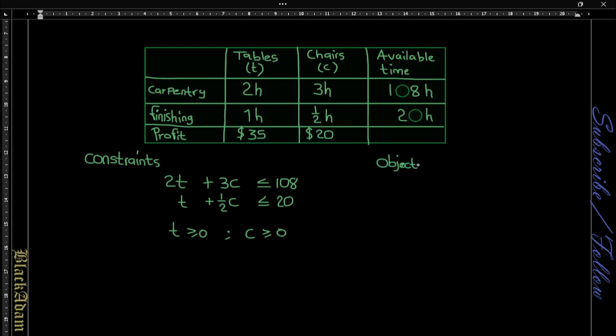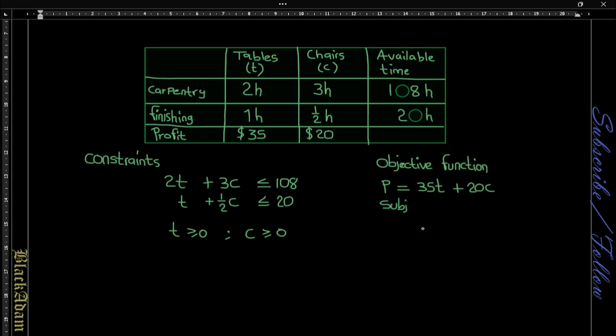We need to look at how many tables and chairs we need to produce. Objective function, so that's the objective, what we are willing to achieve. We need to achieve the profit. So the profit will be $35 per table and $20 per chair. So that's going to be 35t plus 20c. So that's the equation.